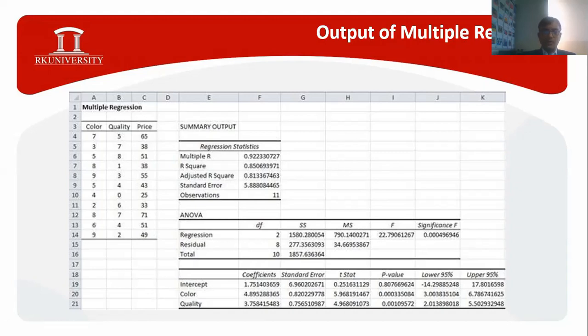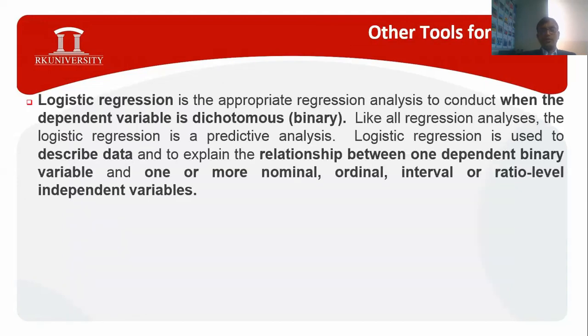Friends, another useful technique which you may adopt for your analysis is logistic regression. You can use logistic regression when the dependent variable in your regression equation is dichotomous, that means binary in nature. Whereas the independent variable can be of any type, like nominal, ordinal, interval, or ratio, but especially the dependent variable should be binary in nature.